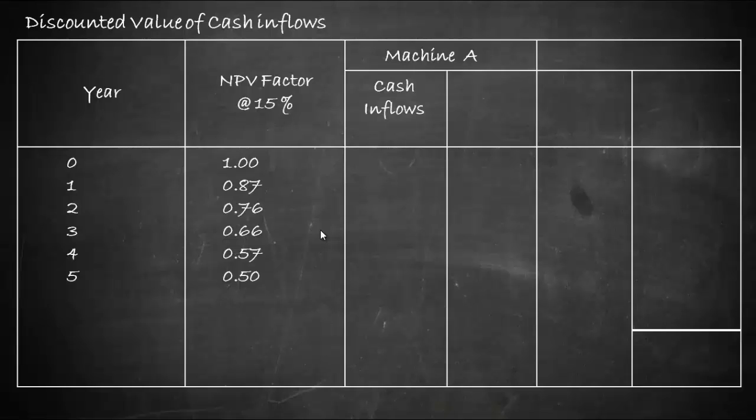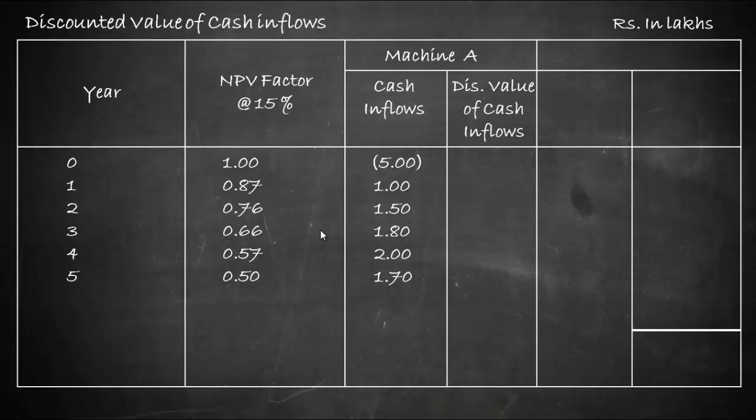At point 0, it will have an outflow of 5 lakh. That's what we have computed now. And over a period of 5 years, the cash flow information is available in the question. I'm just fitting them. So now what we can find is discounted cash flows. That is, these cash flows can be multiplied with this NPV factor. So discounted value of cash inflows is equal to NPV factor multiplied by cash flows, and that's going to give values like this. We have multiplied 1 with -5, so it's -5, 0.87 with 1, so it's 0.87, 0.76 with 1.5, so it's 1.14, and so on. So this is up to year 5.